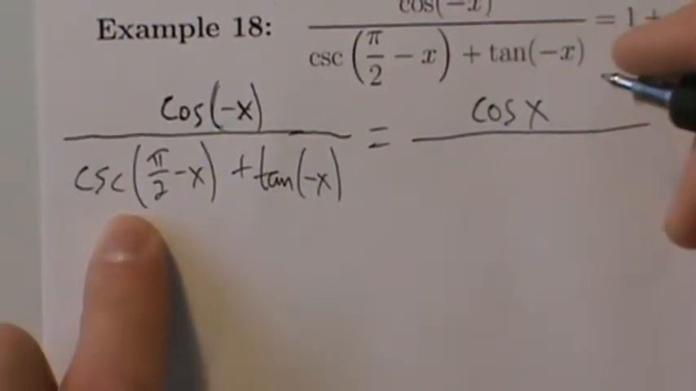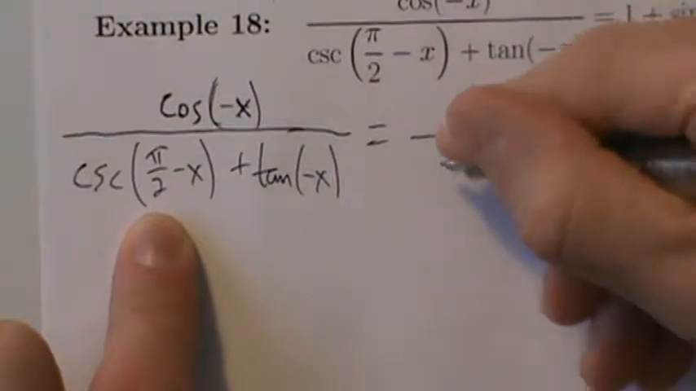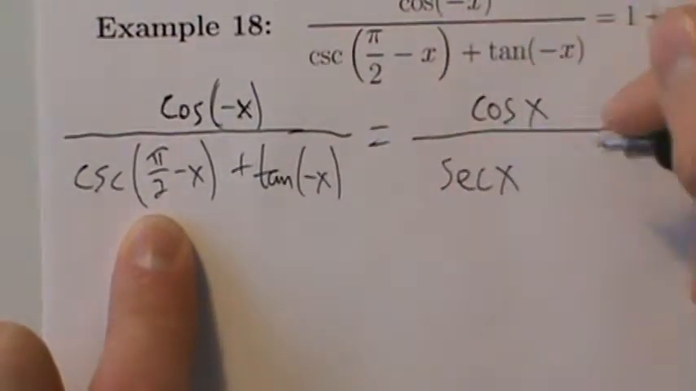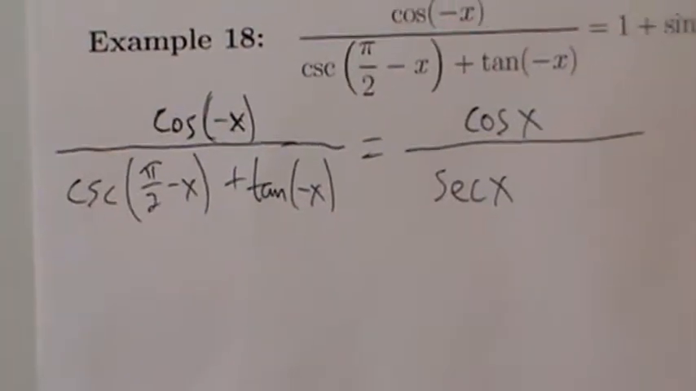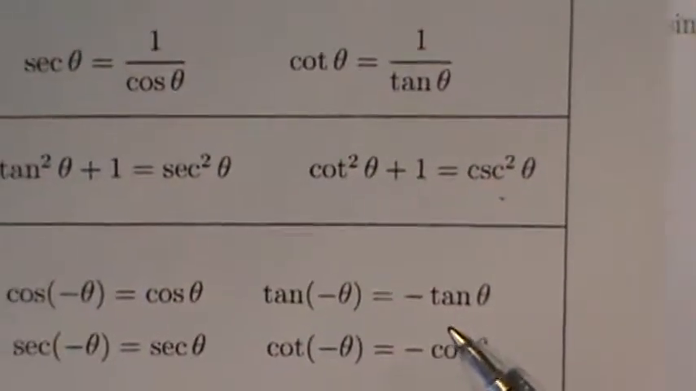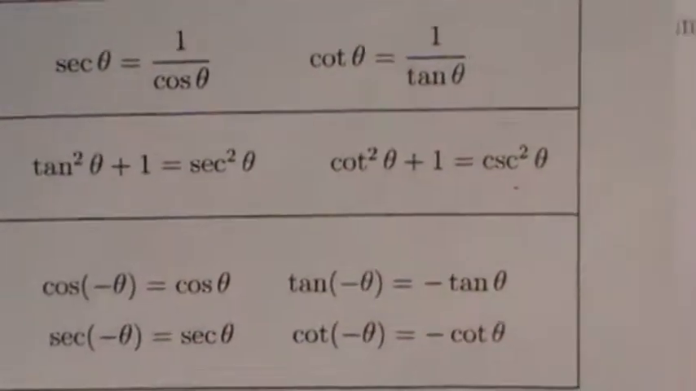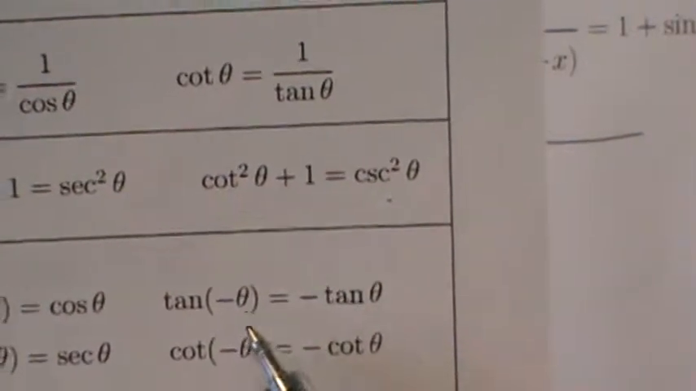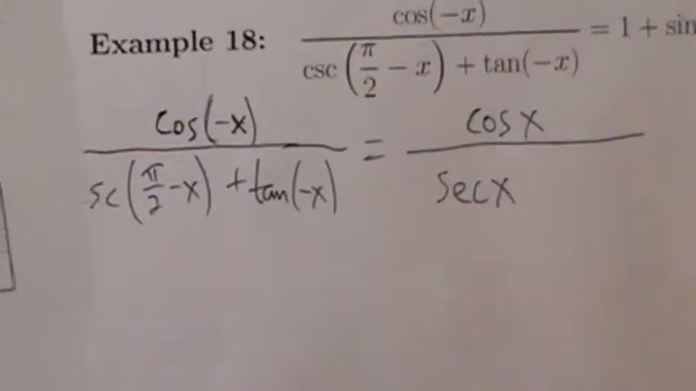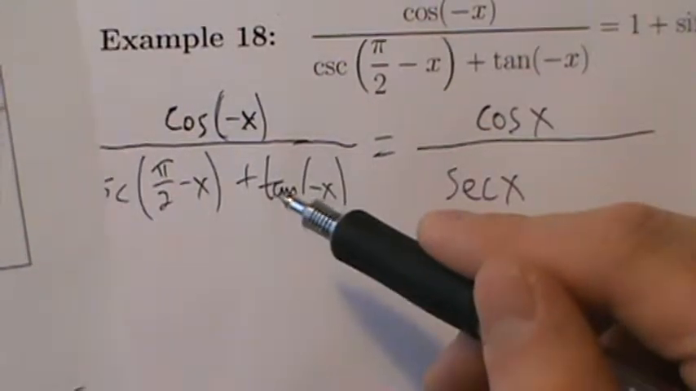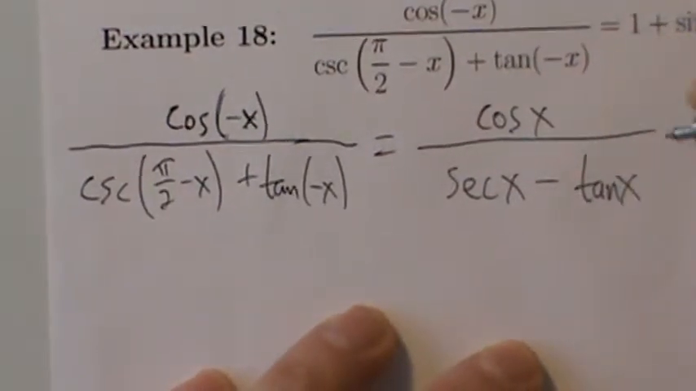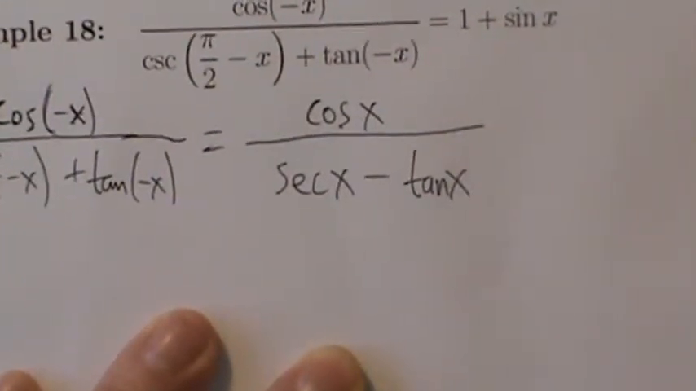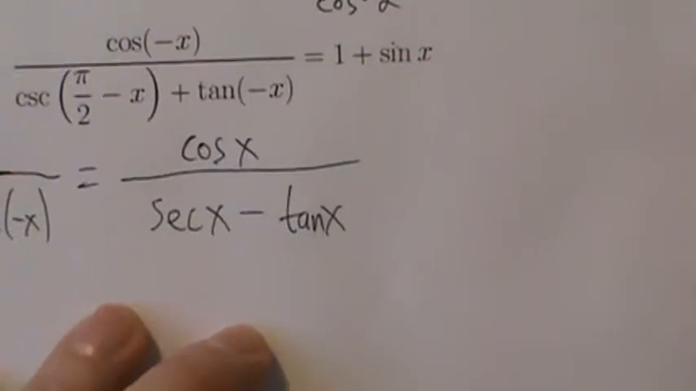And then cosecant of pi over 2 minus x is secant of x. And then plus tangent of negative x. So tangent of negative theta is negative tangent of theta. So whether it's theta or x, it's the same exact thing, doesn't matter. So tangent of negative x is negative tangent of x. So this is really plus negative tangent of x, which means minus tangent of x.